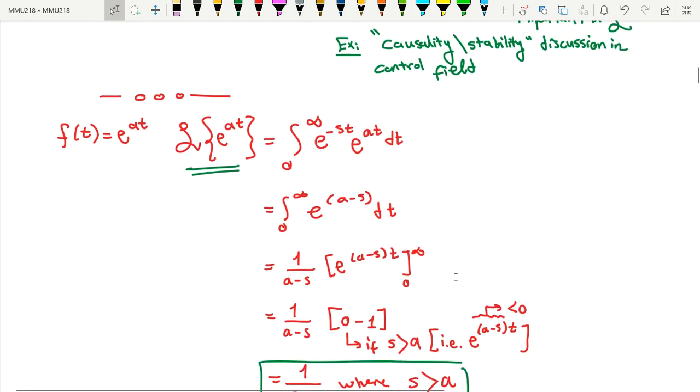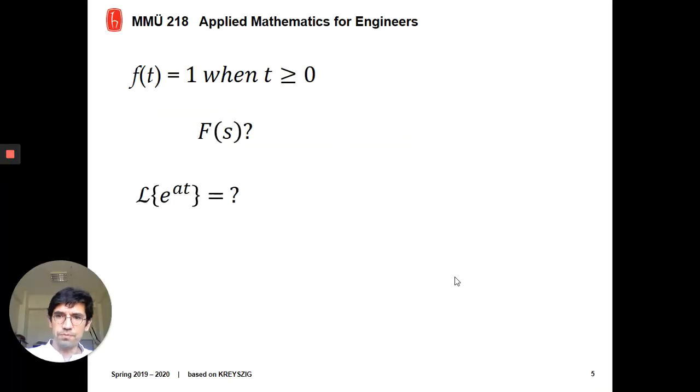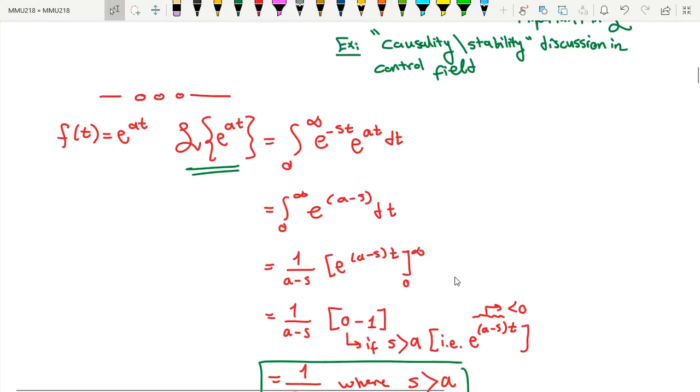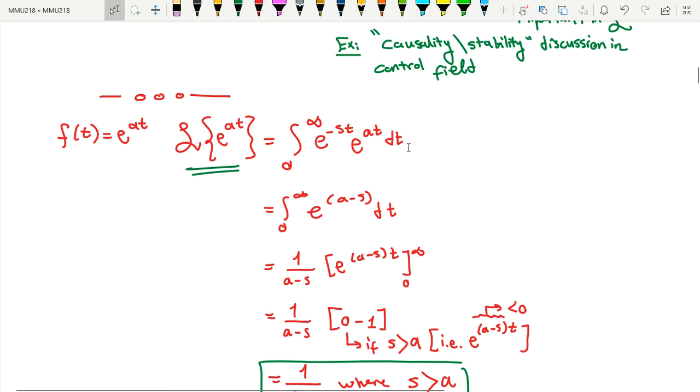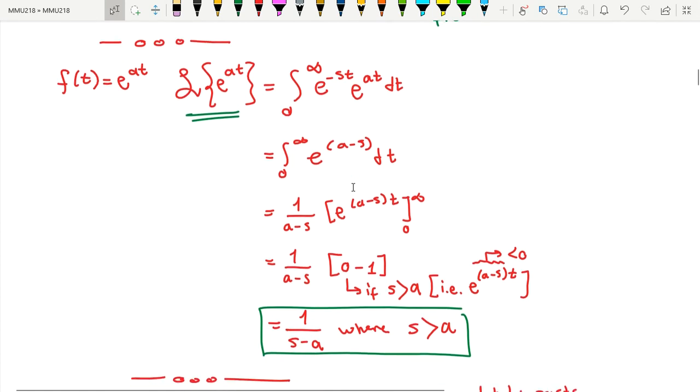Let's take another function, e to the power at. When we take the Laplace of that, what comes out? So here it is, I'm writing my integral. I'm getting rid of the limit from this point on, but you can assume that the limit works here too. So e to the (a minus s)t, obviously a is some number here, and dt.